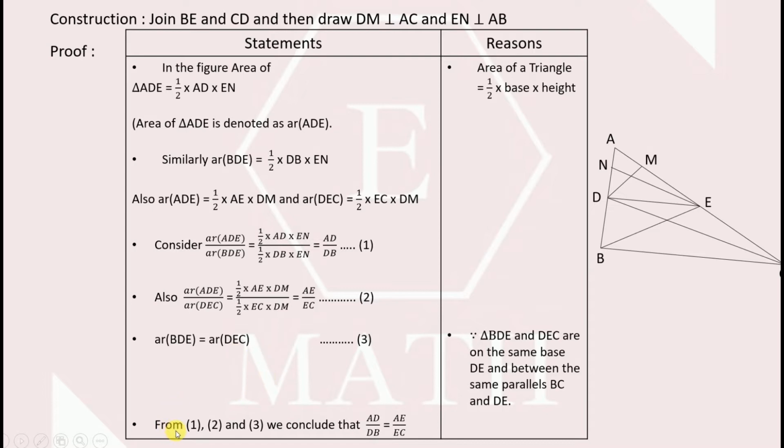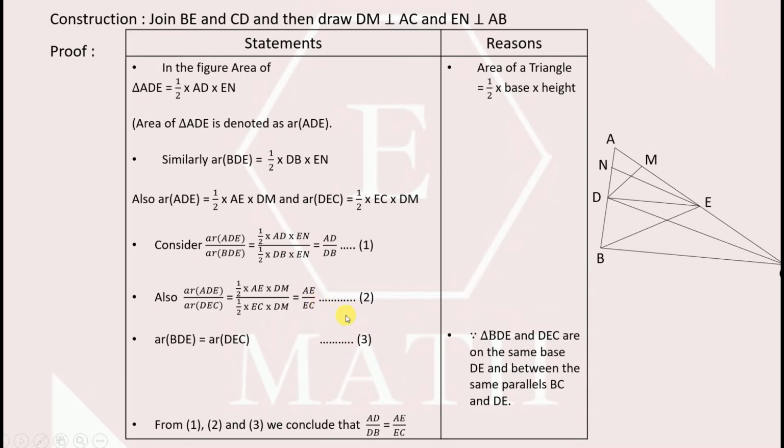So from the equations 1, 2 and 3, we can directly conclude that AD by DB will be equal to AE by EC. Because these two ratios are equal, we can see that AD by DB will be equal to AE by EC. Okay, this completes the proof.